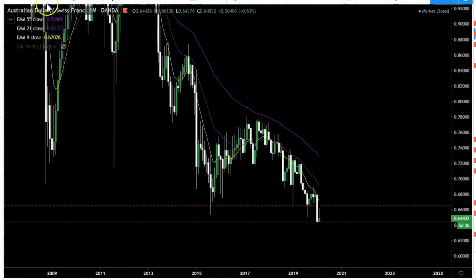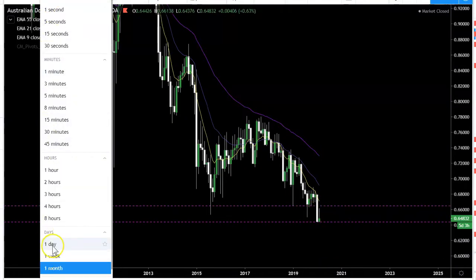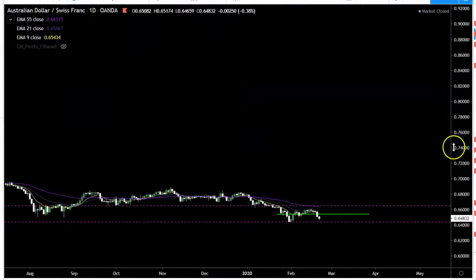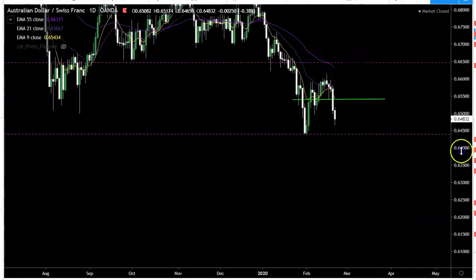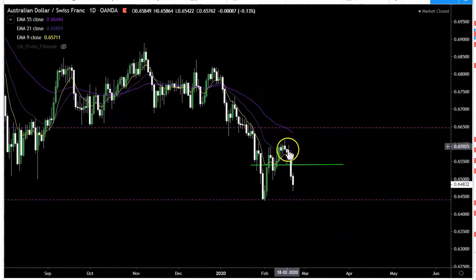Look at it. And you come back down to a daily chart, which is what I center everything around in terms of what I do. And you can see how it's moved up and come back down. So there's no trade here.